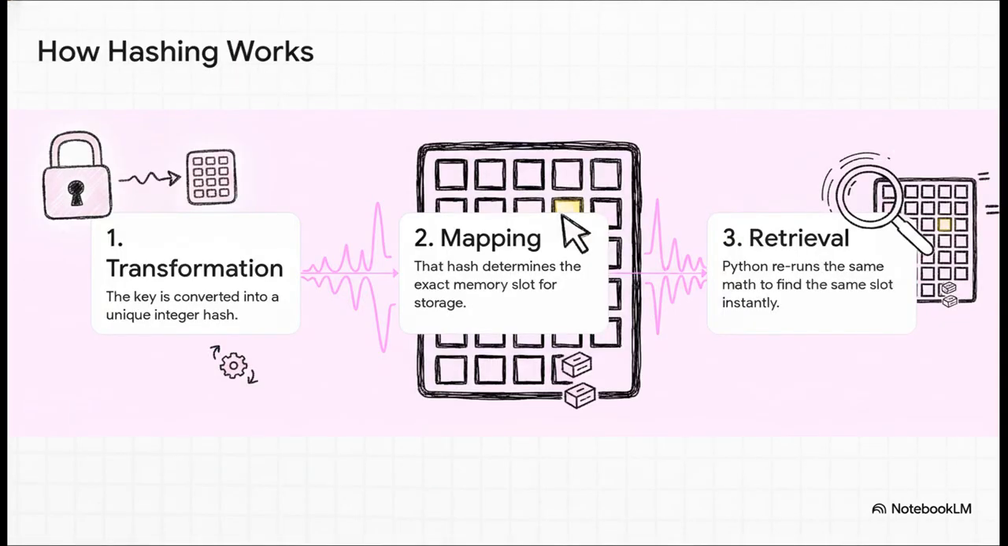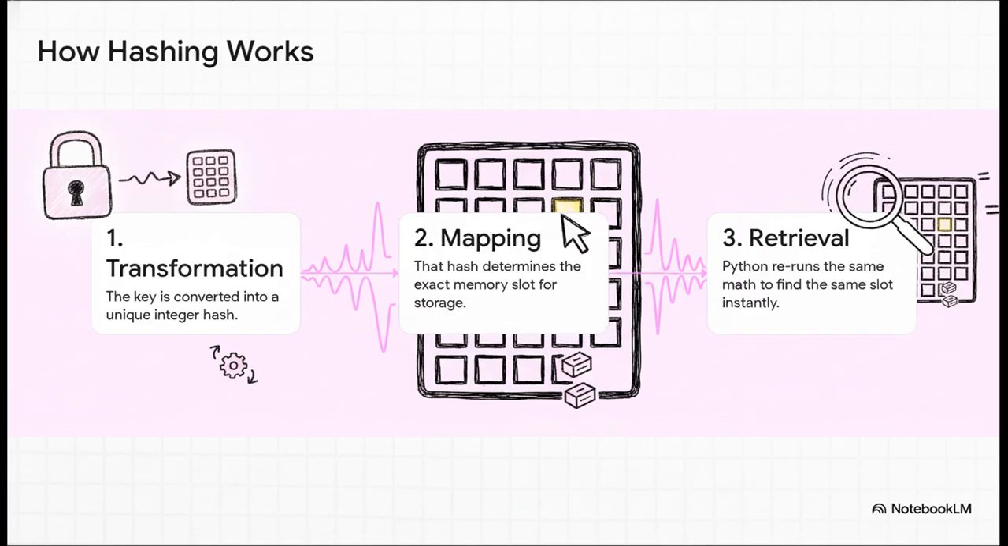The whole thing works in 3 simple steps. First, transformation. Your key, John, gets converted into its unique hash number. Second, mapping. That number is used to pick a specific storage slot in memory. And third, the magic step, retrieval. When you need to find John again, Python just reruns the exact same hashing recipe, gets the exact same number, and jumps right back to that slot.